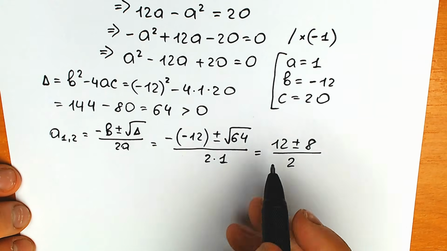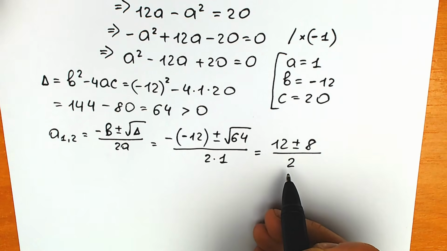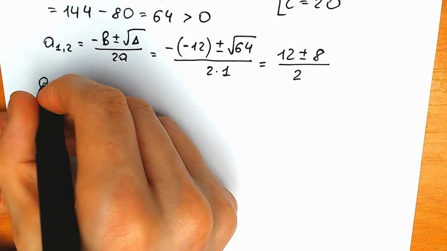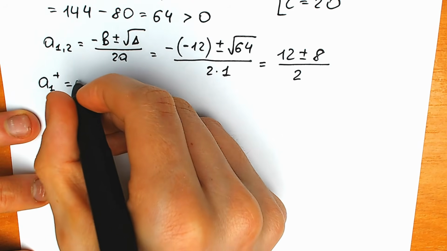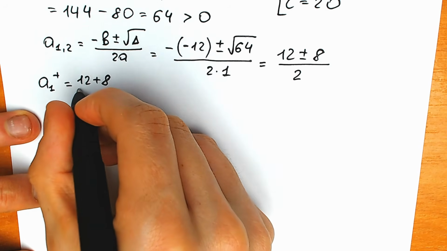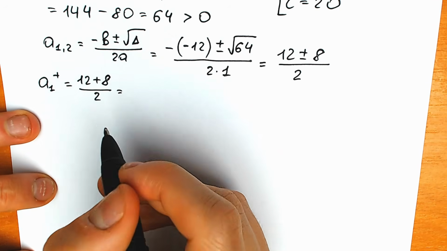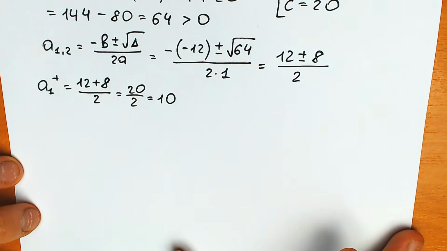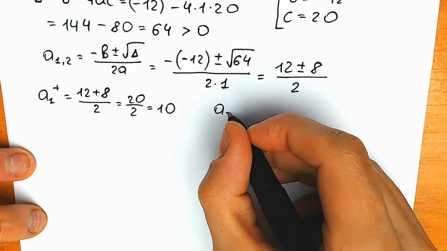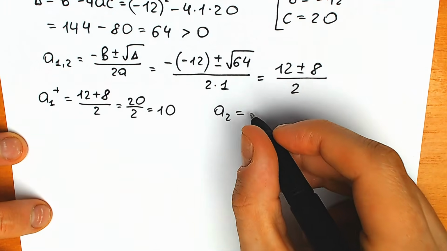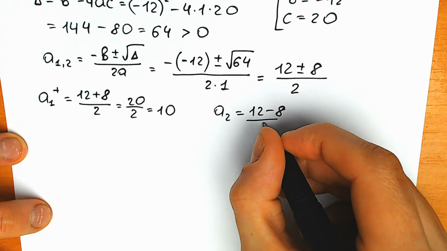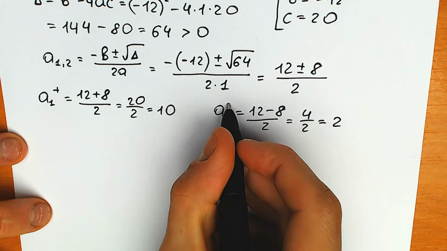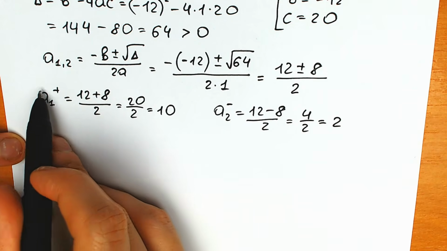Right now we have two branches: the first with the positive sign, and the second with the negative sign. First, let's solve for a first with the positive sign. 12 plus 8 over 2, 12 plus 8 equal to 20, 20 over 2 equal to 10. So this is a first. And a second with the negative sign: 12 minus 8 over 2 equal to 4 over 2 equal to 2. So we have two values, a first and a second.